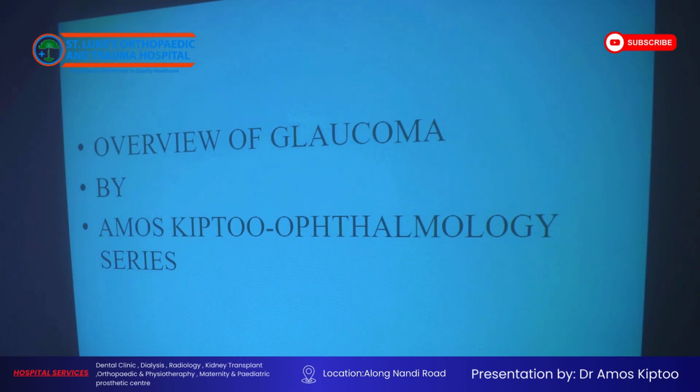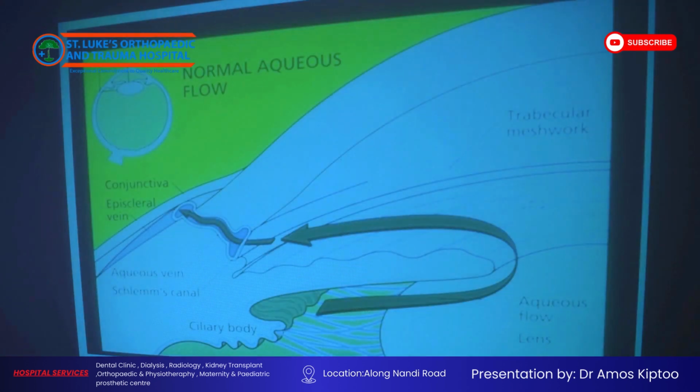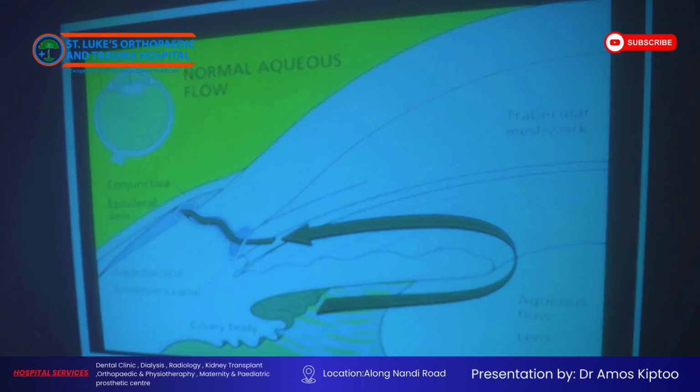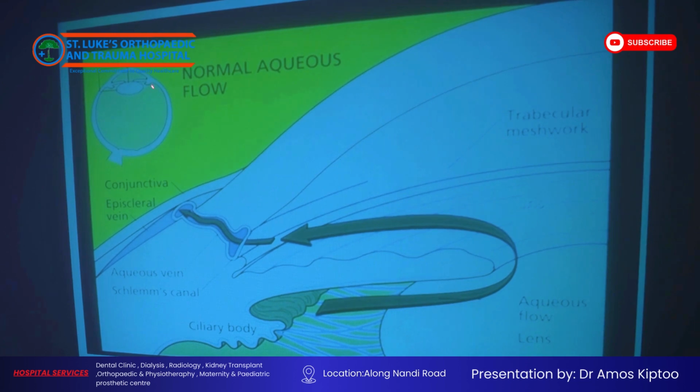As you can see, this is our eye. This is the eyeball, and this is the front part of the eye. This is what we call the cornea, and this is the retina. The normal eye needs to be firm, not like a sponge. So we have something called the flow of the aqueous.